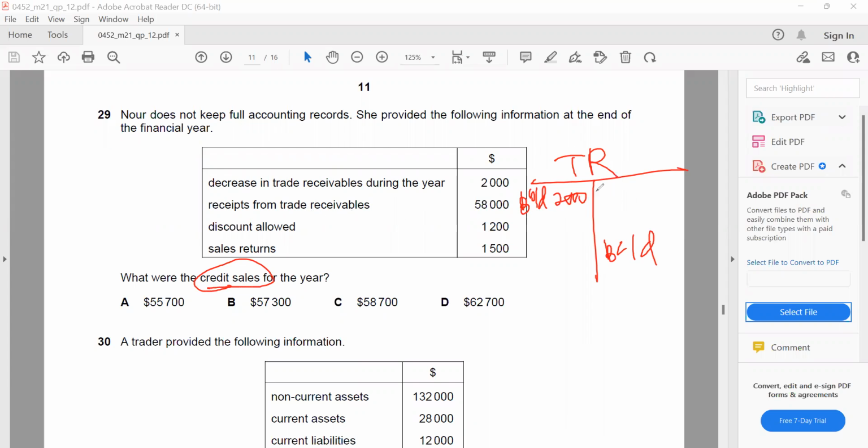Receipt from this one is a bank amount, 58,000. And then discount allowed is in here, 1,002. Sales return, 1,005. So basically this is the information. Our credit sales must be on the debit side. So we take 58,000 plus 1,002 plus 1,005 minus 2,000. So we get 58,700. So 58,700 should be C. Okay, now let's continue.